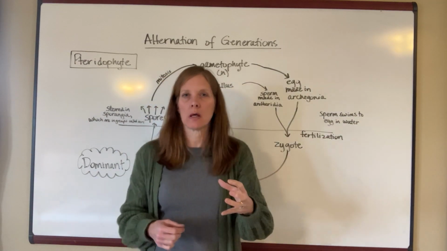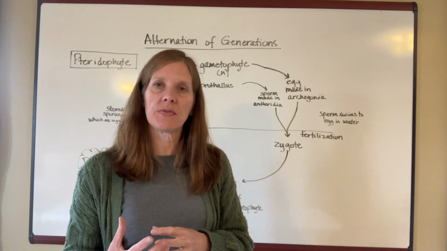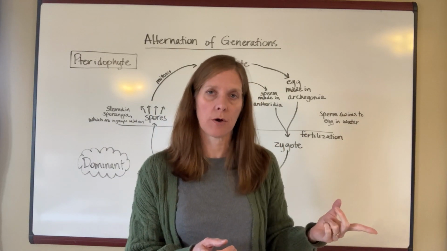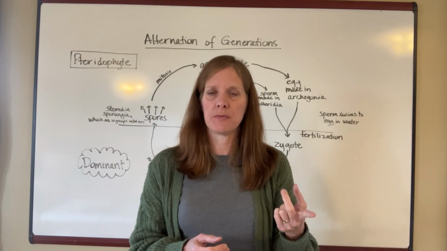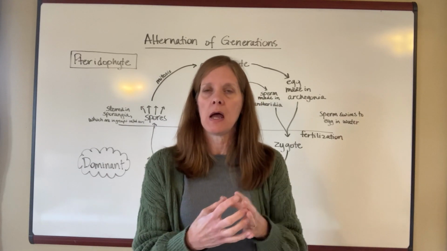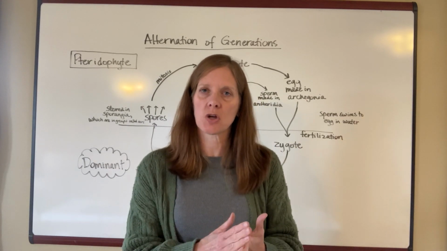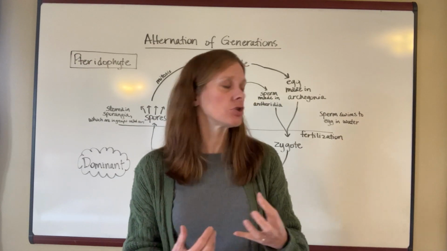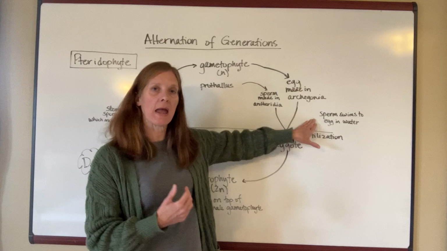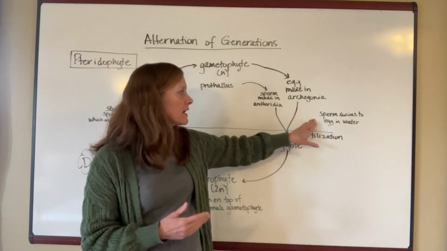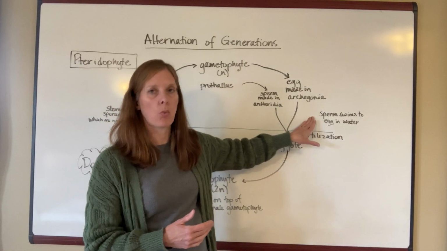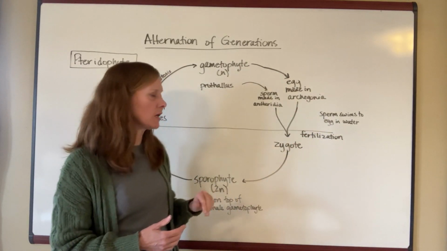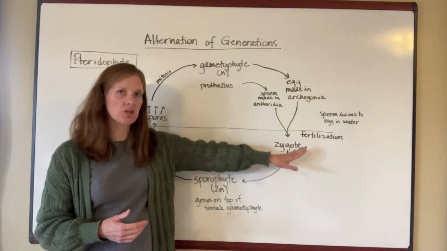Now, these plants are much taller and they do have vascular tissue, which is what I was mentioning a couple of videos ago when we said that that's the tubes that go within them so that they can transport water and dissolved minerals all throughout the plant. So ferns do have that vascular structure, but they also live in very moist environments because the sperm still needs water to be able to swim to the egg and to get into the archegonia. Once again, fertilization takes place.